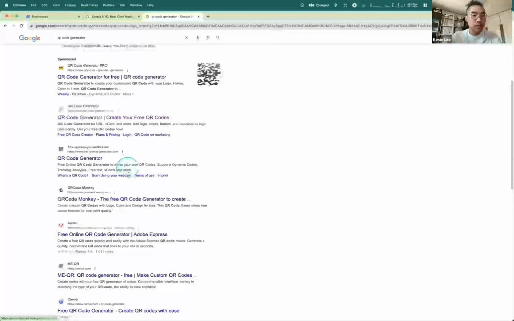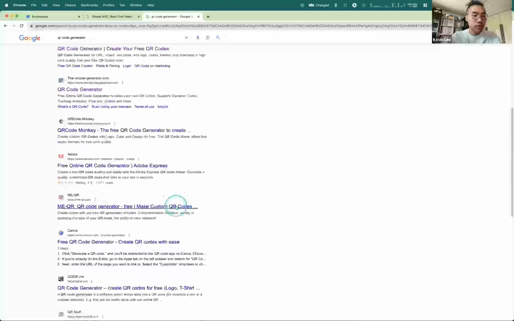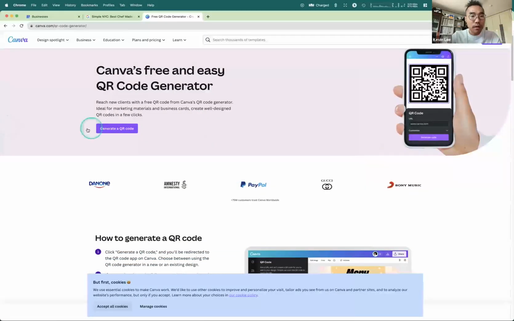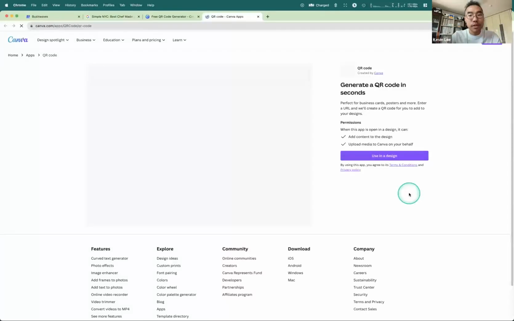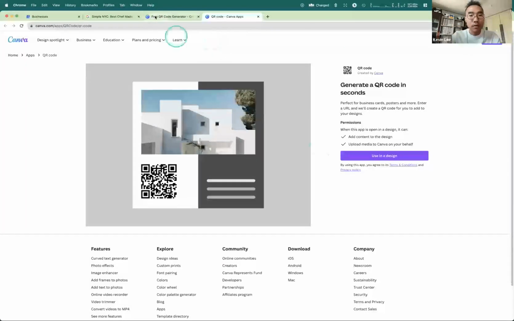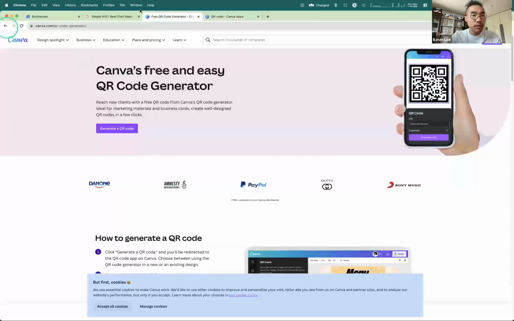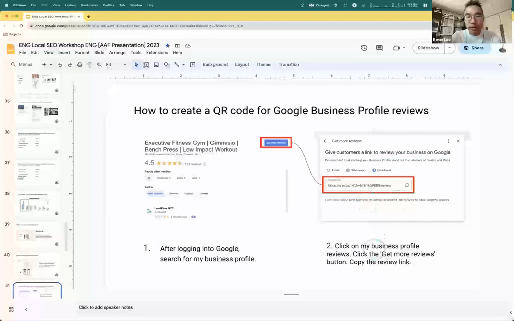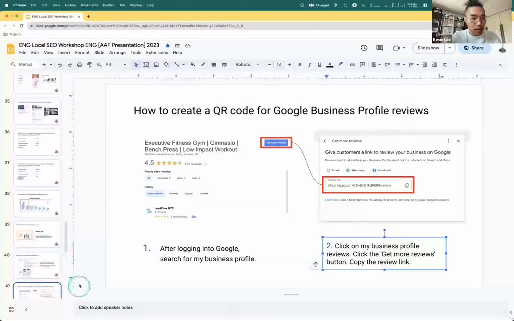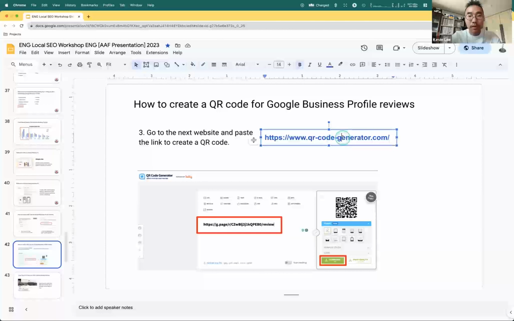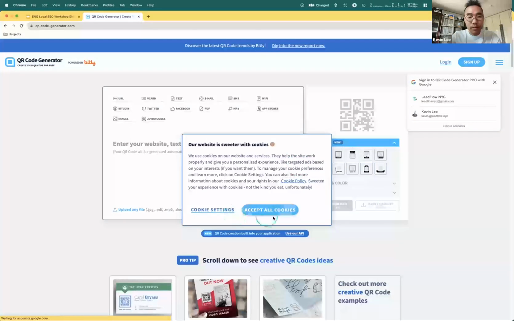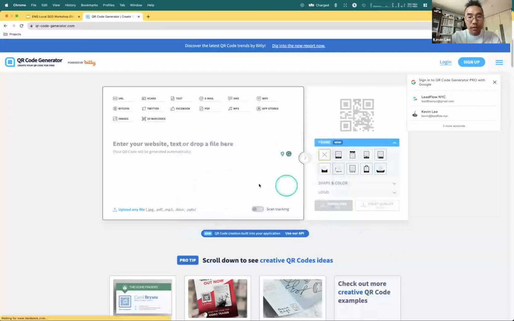There are tons of free QR code generators. A lot of you guys maybe use Canva, so maybe you can use Canva here. Let's see. Generate QR code. Do I have to sign in? Please don't tell me I have to sign in. Okay, so you can use something like this. I'm going to go with something easier. Actually, silly me, I think I have a link right here that I made. QR code generator.com. Okay, fine, I'll accept cookies.